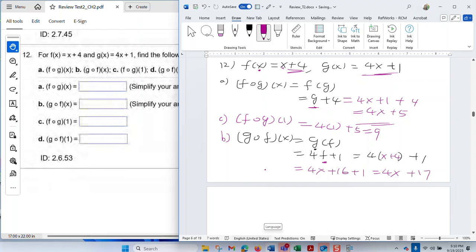And then we can find d here, which is g composite f when x equals 1. Now you can just come back here, replace x by 1 here, so that will be 21. Okay, so that's how you can calculate this one right here. So eventually the composition becomes not that bad, right?